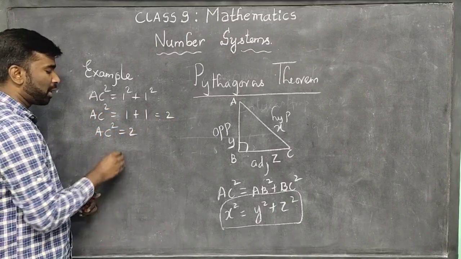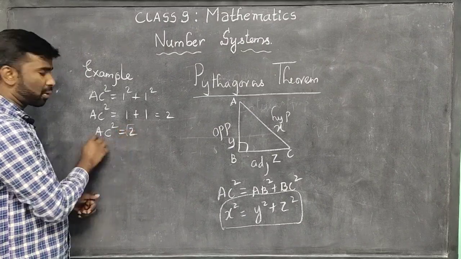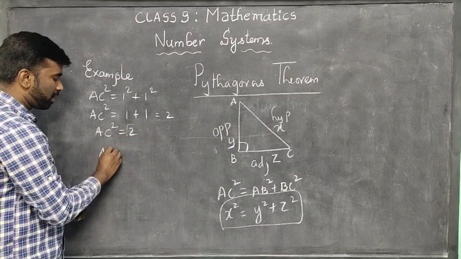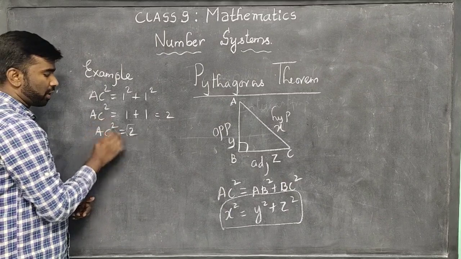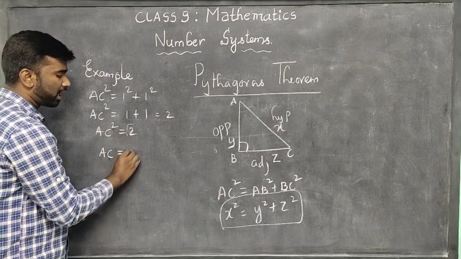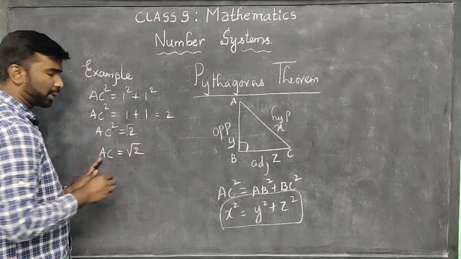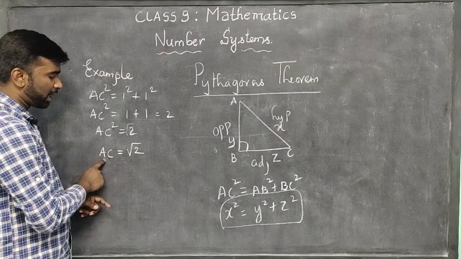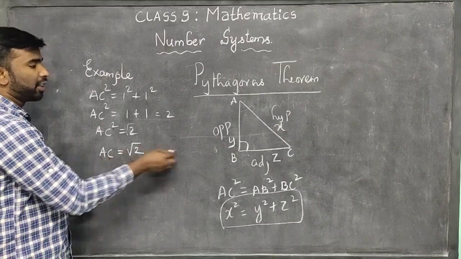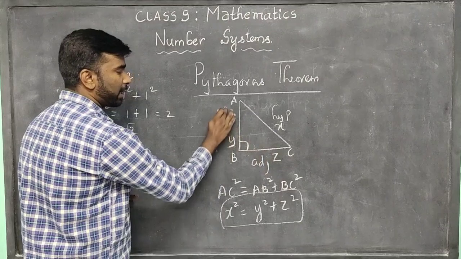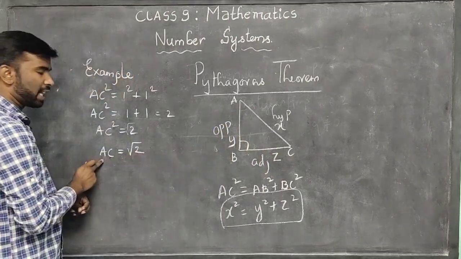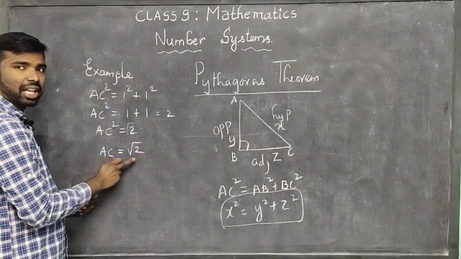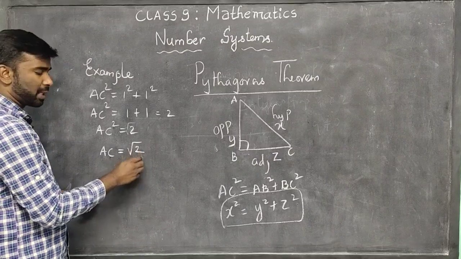Now what will I do? I will take the square root on both sides. The square and the square root cancel out, and I get AC as root 2. So when the lengths BC and AB are 1 unit, the hypotenuse AC is root 2 units.